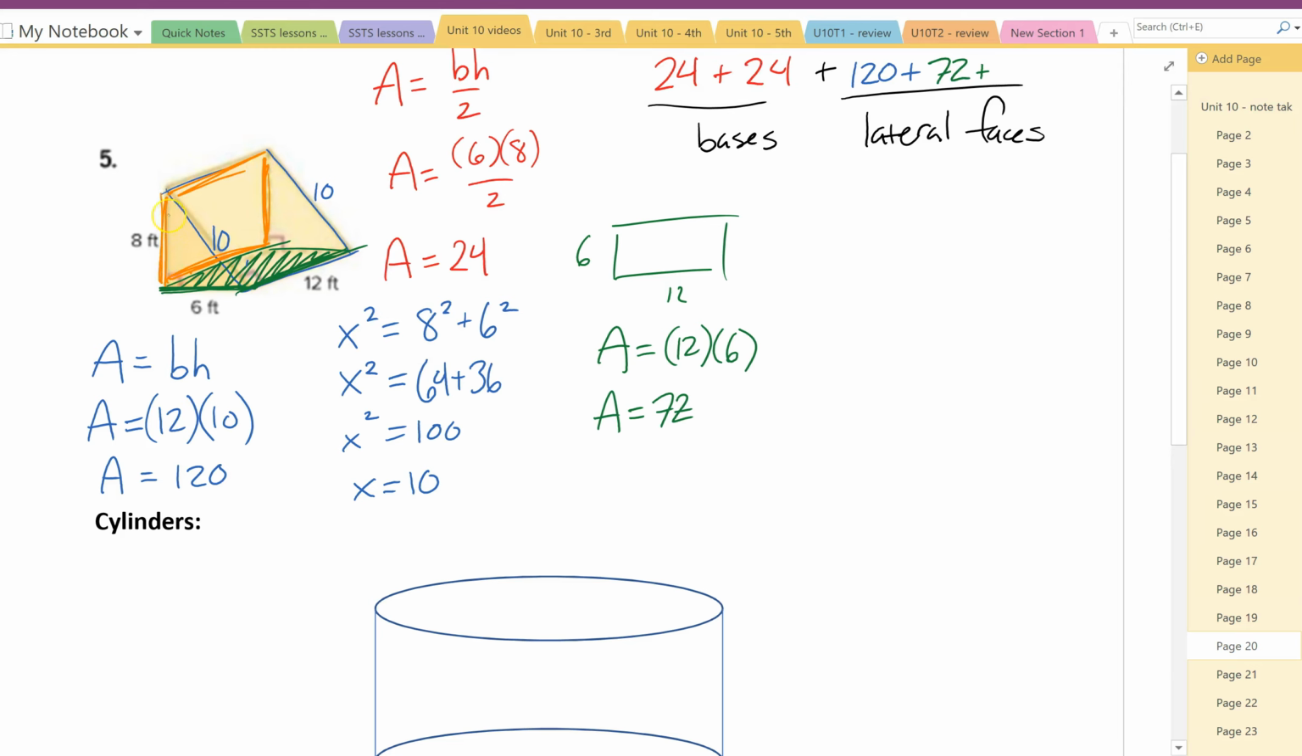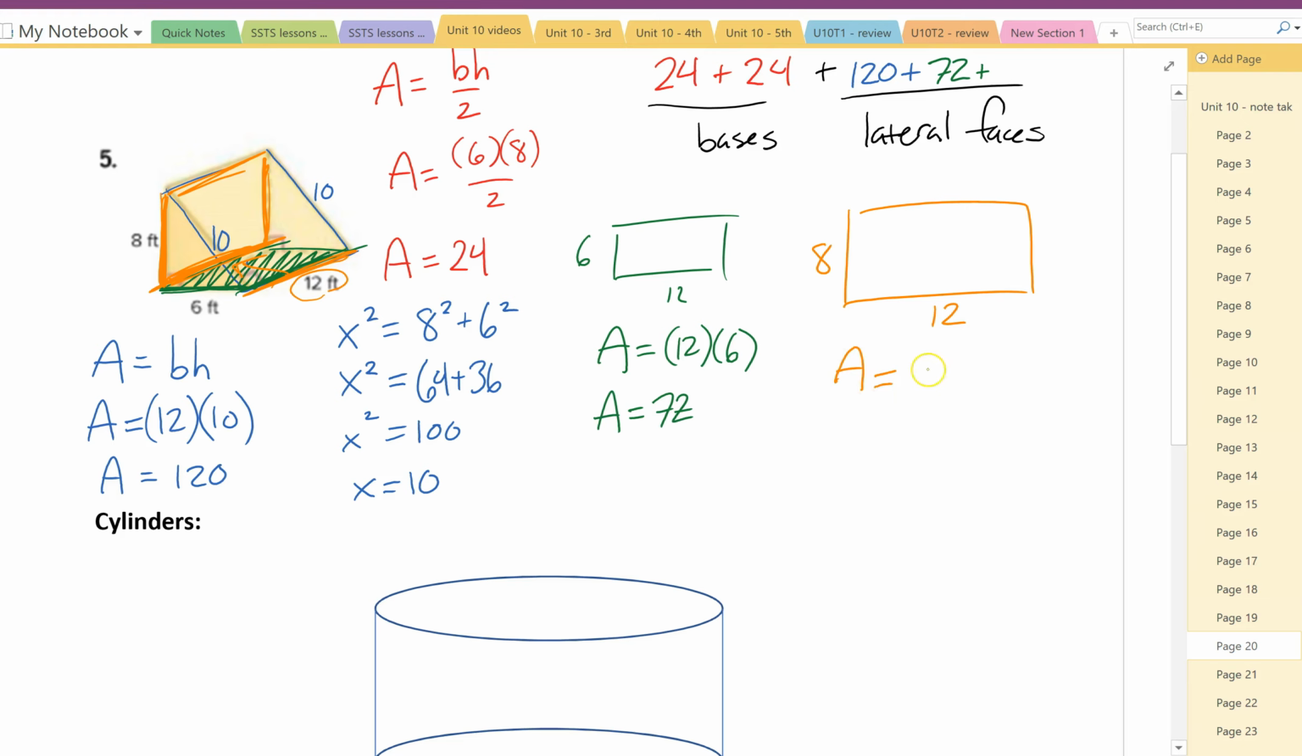And what do I know about it? Well, I know one of its dimensions is 8. And how long is it? Well, it's going to be 12, right? This 12, that's the front side here, is going to be the same as back here. So I know that this rectangle is 8 by 12.